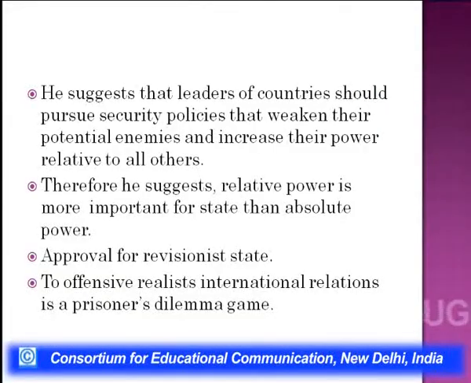if not global hegemony. He suggests that leaders of countries should pursue security policies that weaken their potential enemies and increase their power relative to all others. Second, therefore, he suggests relative power is more important for a state than absolute power. Another approach, for a revisionist state, is that for the offensive realist, international relations is a prisoner's dilemma game. He suggests leaders follow policies which would weaken their potential enemies and increase their power vis-a-vis other states. And second, relative power is more important than absolute power.